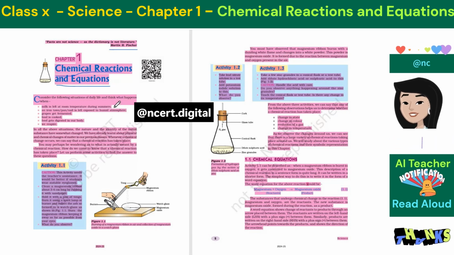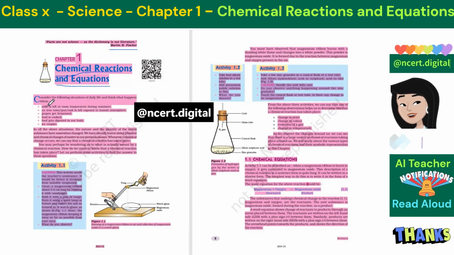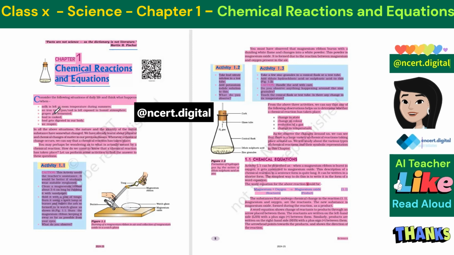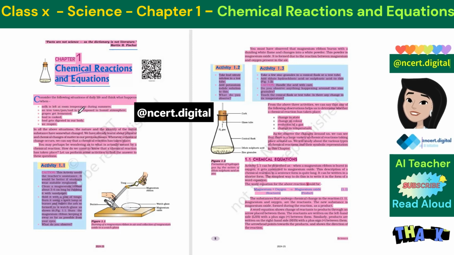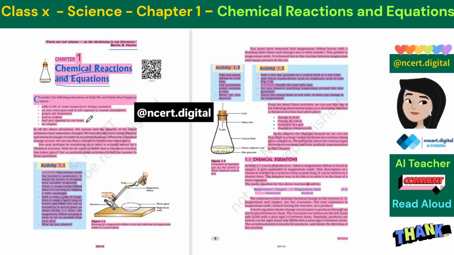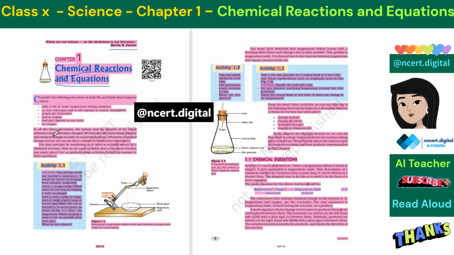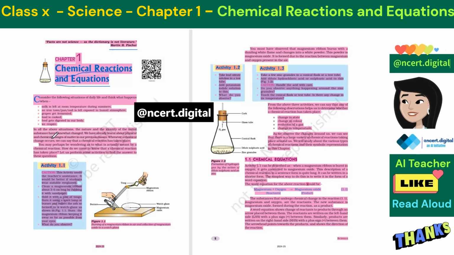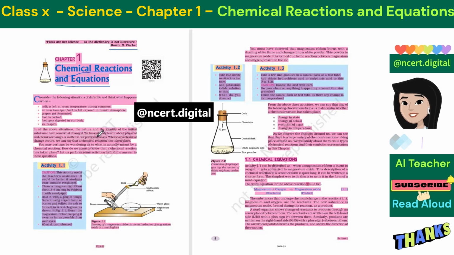Consider the following situations of daily life and think about what happens when milk is left at room temperature during summers. An iron tawa, pan, or nail is left exposed to a humid atmosphere. Grapes get fermented, food is cooked, food gets digested in our body, and we respire. In all the above situations, the nature and identity of the initial substance have somewhat changed.